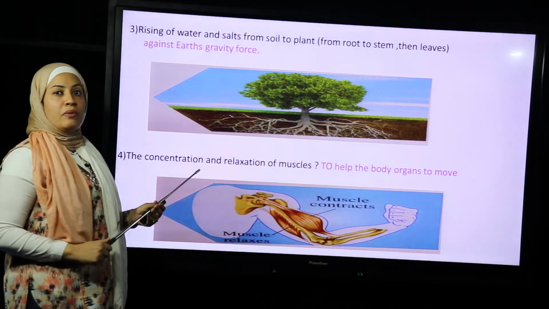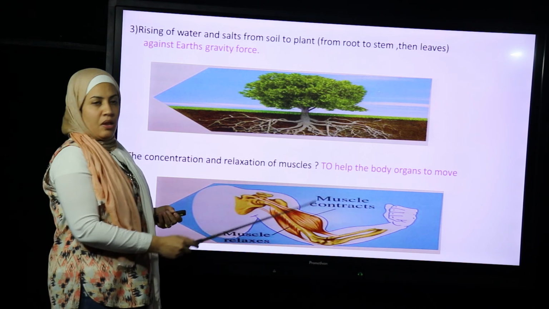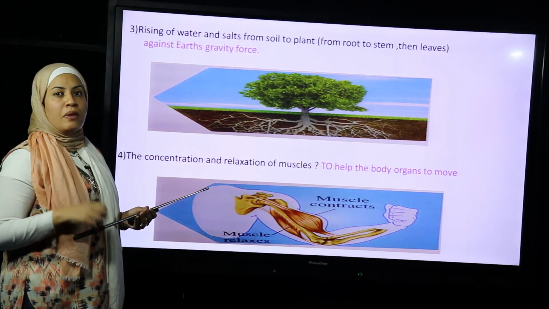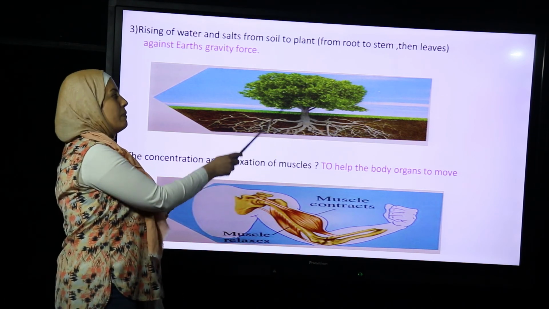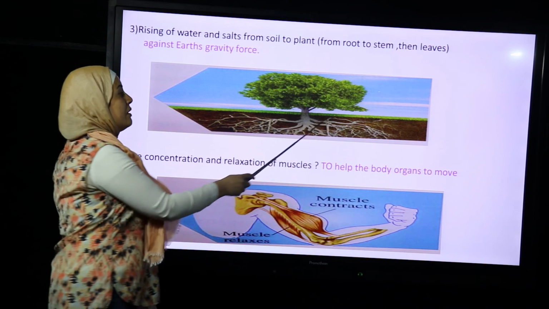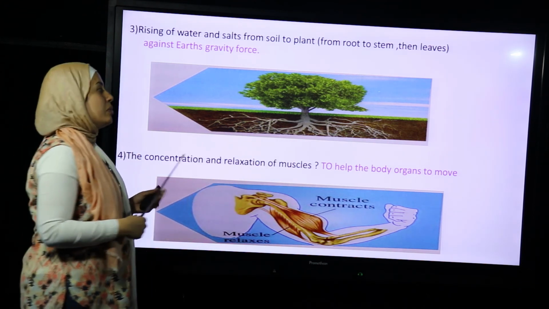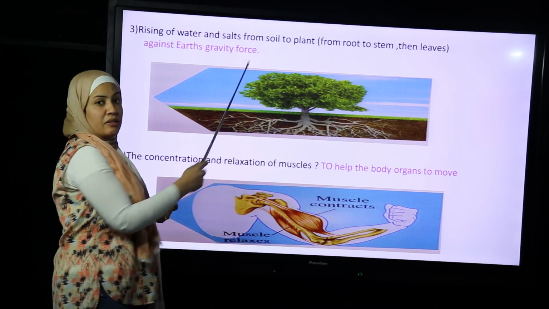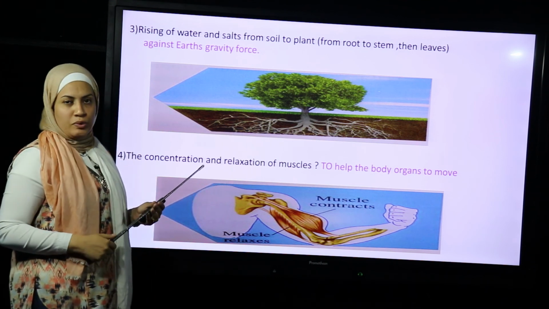Now we will talk about the plant. The plant consists of roots, stem, and leaves. The roots have a very important function: they absorb water and minerals from the soil, then transport them to the stem and the leaves. This process needs a lot of force to carry the water and salts from the soil to the leaves and the stem, and this force acts against the gravitational force.